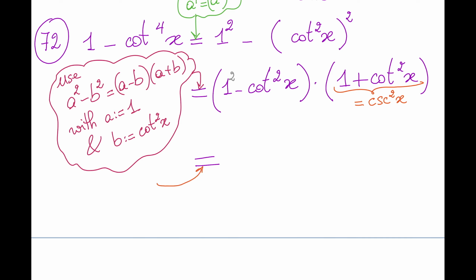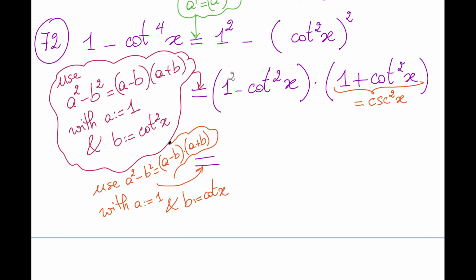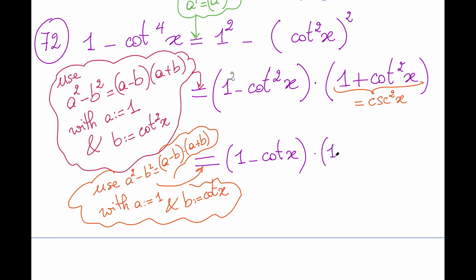So what we're gonna do here is we're gonna use a squared minus b squared equals a minus b times a plus b another time, but this time around with a being 1 and b being cotangent of x, right? So that's what we're using. Okay, and as such we get a minus b times a plus b times the brown thing, which is cosecant squared. This whole thing is cosecant squared here. Correct?